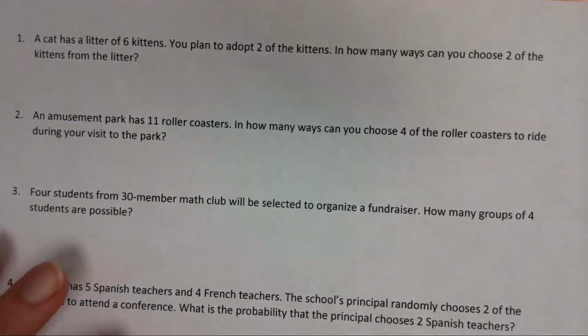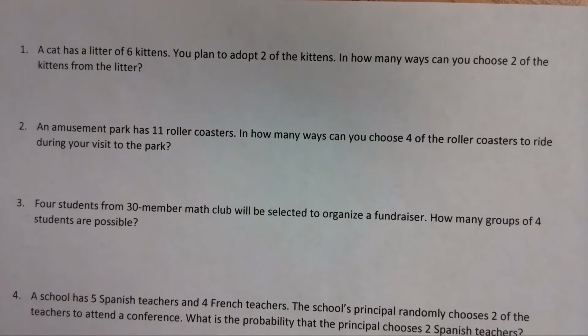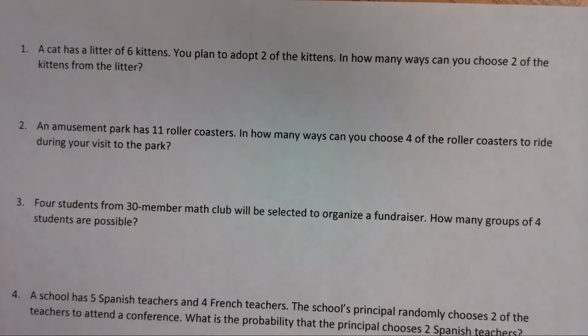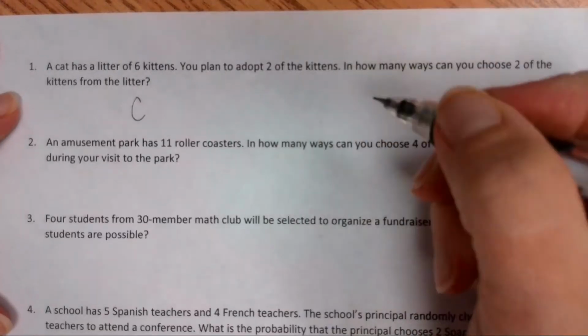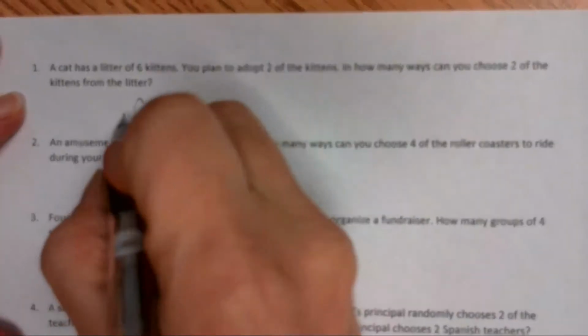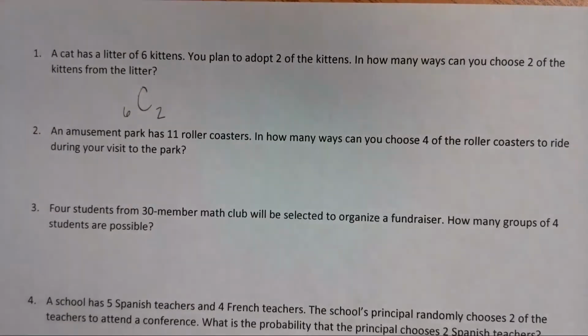All right, so my first question, a cat has a litter of 6 kittens and you plan to adopt 2 of the kittens. How many ways can you choose 2 of the kittens from a litter? So a good question to ask, does the order matter? In this situation, the order does not matter because you're just going to pick 2 and bring them home with you. So we're going to do a combination. With this combination, there are 6 items to choose from, cats, and I'm going to choose 2 of them.